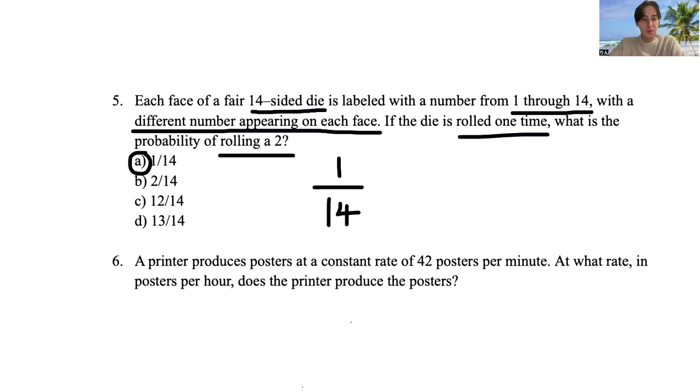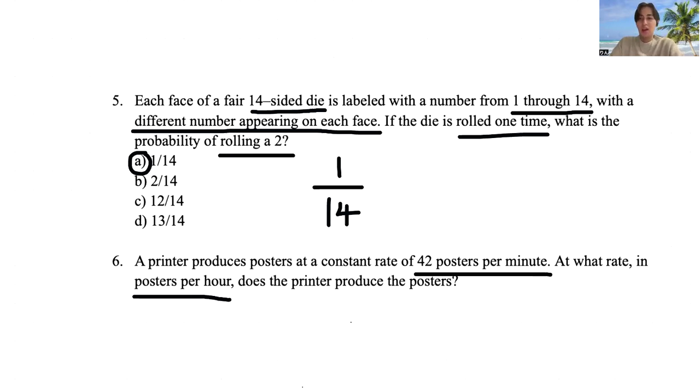So let's go on to number 6. A printer produces posters at a constant rate of 42 posters per minute. At what rate, in posters per hour, does the printer produce the posters? So we are given the rate of 42 posters per minute, and we just have to convert this rate to posters per hour. So we're just changing minutes to hours, correct?